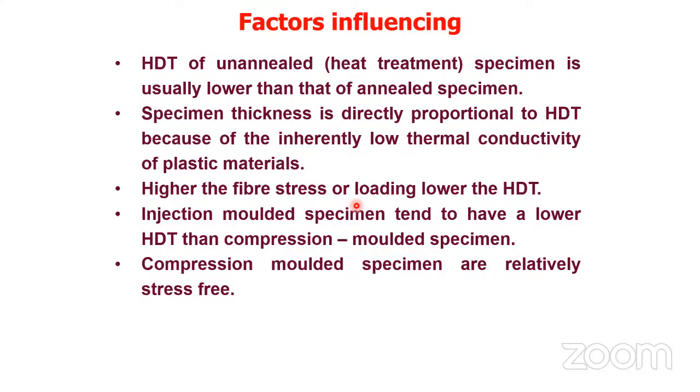So which kind of factors will influence the heat deflection temperature test? So HDT of an unannealed, or you can say heat treated, specimen is usually lower than that of an annealed specimen. Then specimen thickness is directly proportional to the HDT. Obviously, if your thickness is more, your heat deflection temperature will increase slightly accordingly. Okay. Then the higher the fiber stress or loading, the lower the HDT. If you have a composite system, and in that composite system your fiber loading or fiber stress is more, then in that case your HDT will decrease.